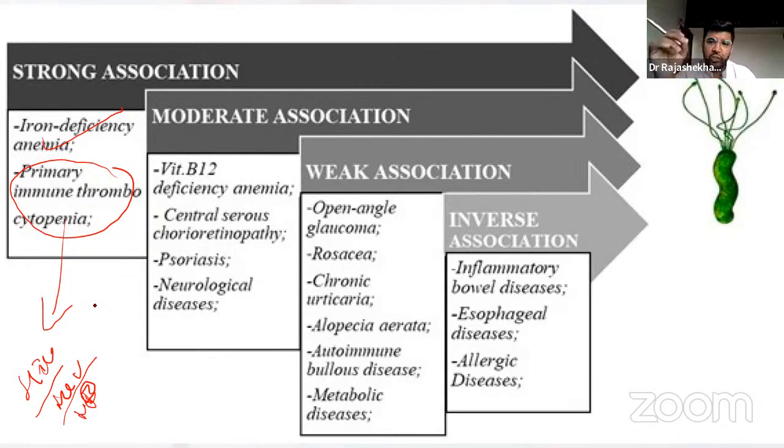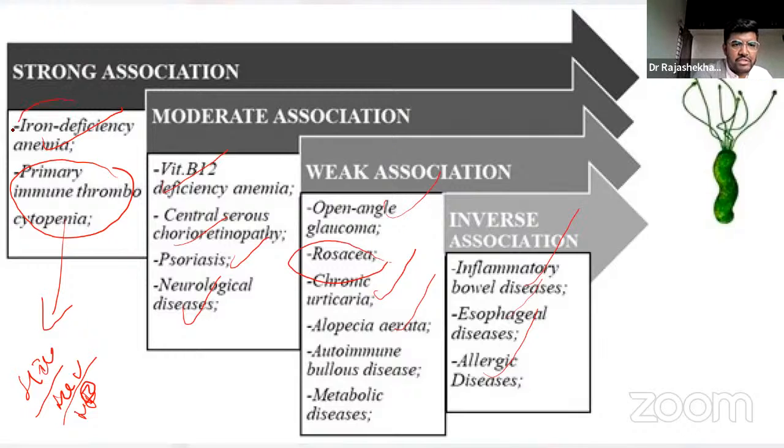Similarly, the iron deficiency. Any patient who is having unexplained iron deficiency and unexplained ITP should be tested for Helicobacter pylori for the strong association, and this can be an entrance question also. There are other associations also, and in fact, the list has been growing. The moderate association has been seen with the vitamin B12 deficiency anemia, the central serous chorioretinopathy, the psoriasis, and some neurological diseases. And there are other weak associations like acne rosacea, the open-angle glaucoma, the chronic urticaria, the alopecia areata, and others like the inflammatory bowel disease, the esophageal diseases, the allergic diseases. These are very important. The ones we should remember are the iron deficiency anemia, the primary ITP, the vitamin B12 deficiency, and rosacea, which have been asked as entrance questions already.